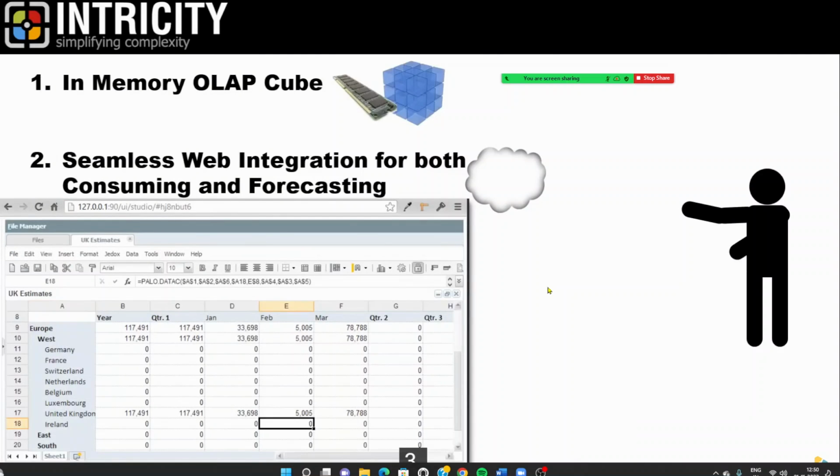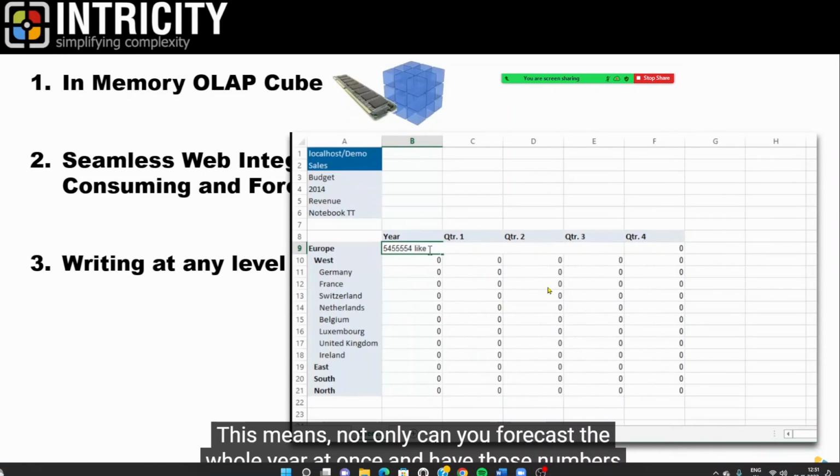Number three, your planning tools should allow you to distribute estimates at any level in the cube. This means not only should you be able to forecast the whole year all at once and have those numbers distributed to each month, but you should also be able to plan one month and have it roll up to the year. Number four, your planning tool should natively allow you to work from Excel to conduct the planning process.